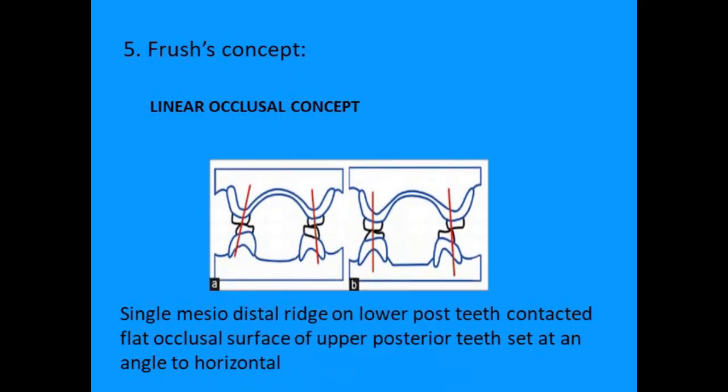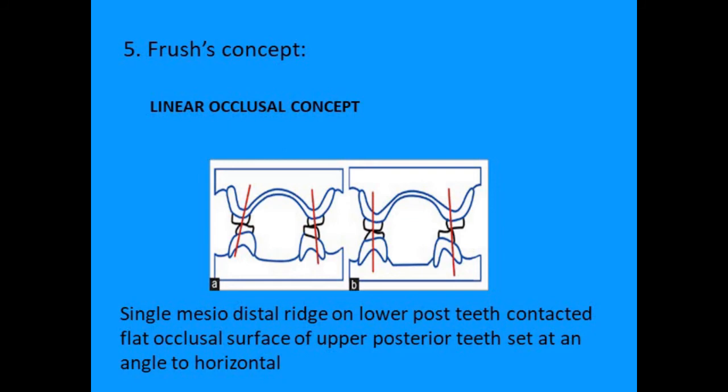Coming to the Frush concept. So Frush suggested the linear occlusal concept, where we do an arbitrary articulator balance which is followed by intraoral correction, that is during the try-in stage, to obtain balanced occlusion. So here there is a single mesiodistal ridge on the lower posterior teeth that contacts the flat occlusal surface of the upper posterior teeth that is set at an angle to the horizontal. So the making of this mesiodistal ridge on lower posterior teeth to contact the flat occlusal surface of the uppers was to eliminate the deflective occlusal contact, and this will increase stability.